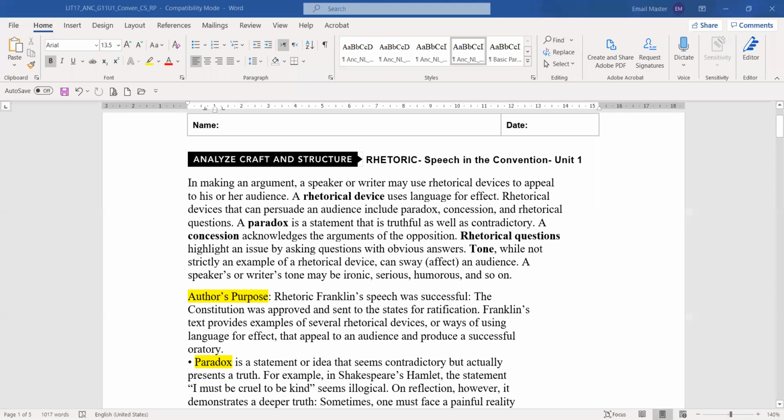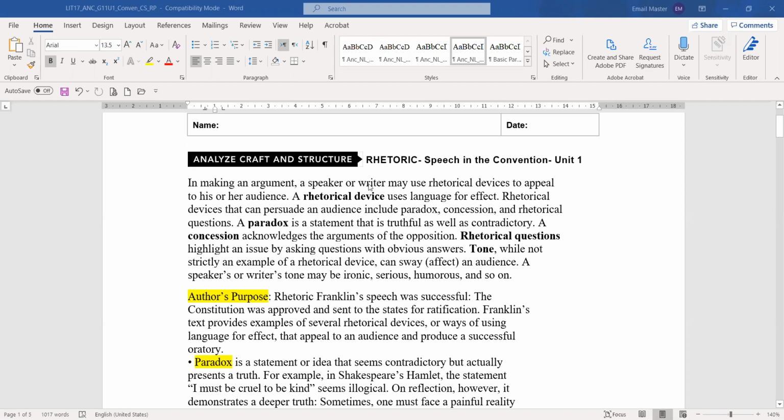Hello, grade 11. Today we're going to look at Unit 1 topic, the rhetorical devices in speech in the convention text, Unit 1. So let's look at some of the definitions before we move on to the exercises.